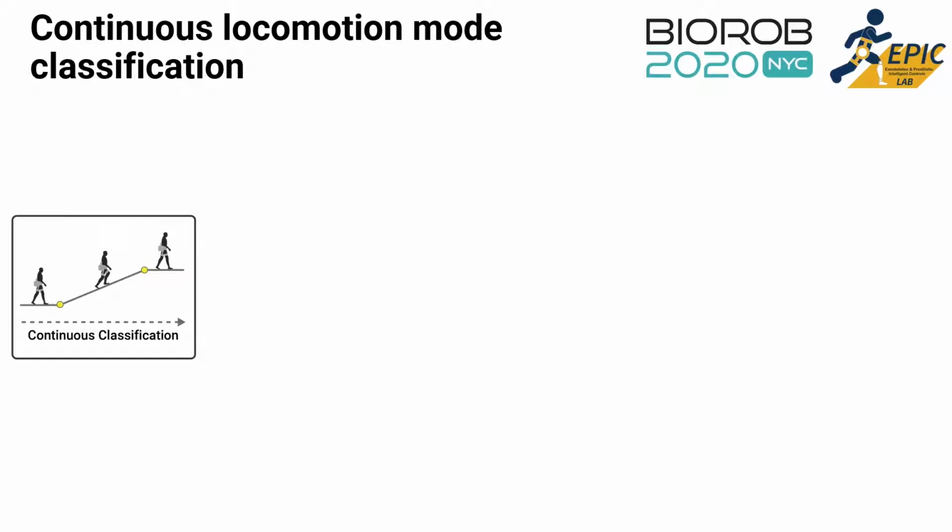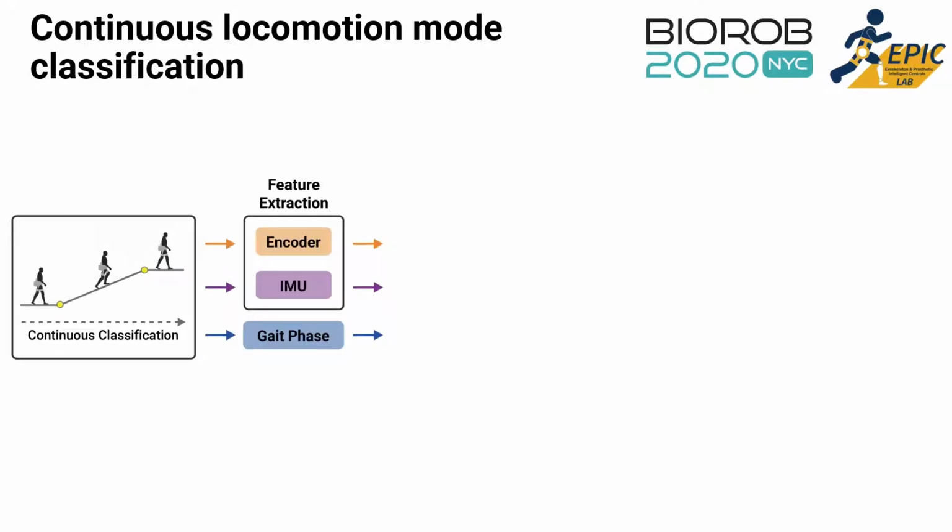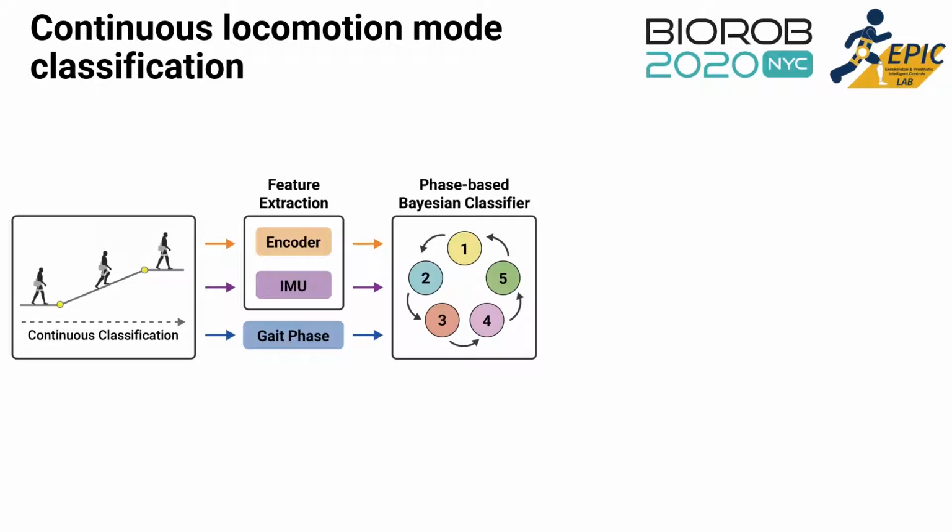So how do we achieve continuous locomotion mode classification? During locomotion, different features are extracted from mechanical sensors such as encoders and the IMU on the exoskeleton. The user's gait phase information is utilized to choose a relevant phase-based mode classifier during the gait cycle. For our mode classifier, we implemented a Bayesian strategy with varying complexities, such as naive Bayes, linear discriminant analysis, and quadratic discriminant analysis, which are common machine learning algorithms that have shown decent results in mode classification.